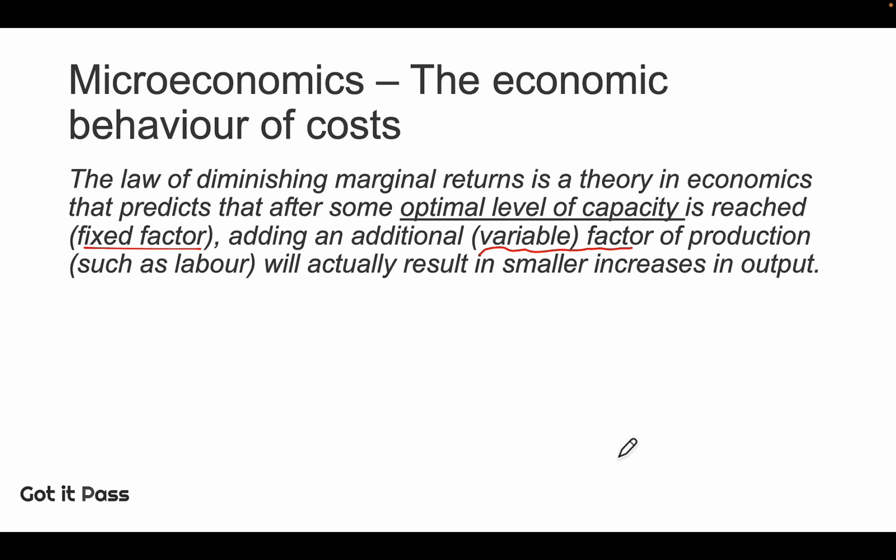In other words, this law indicates that in the short run, there is a fixed factor, or the so-called optimal level of capacity. There's a fixed factor in the short run. You cannot change it. If you add more variable factor like labor, initially maybe you can increase the production volume, but finally it will actually result in smaller increases in output.